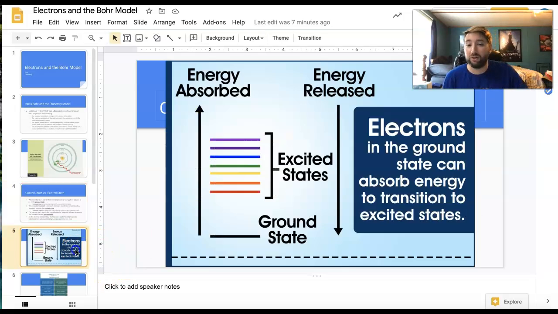So I'm going to show you this picture here. Let's say that this is the ground state, where the electron is in its normal energy level, just circling the nucleus, circling the nucleus.